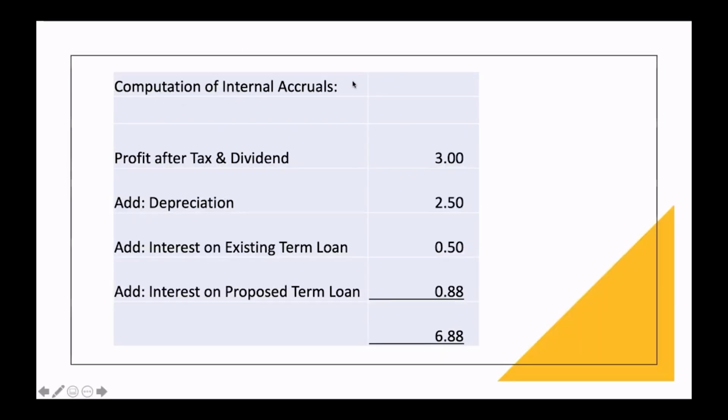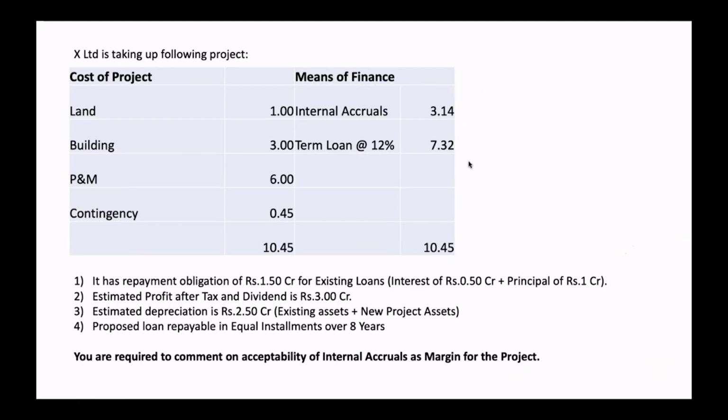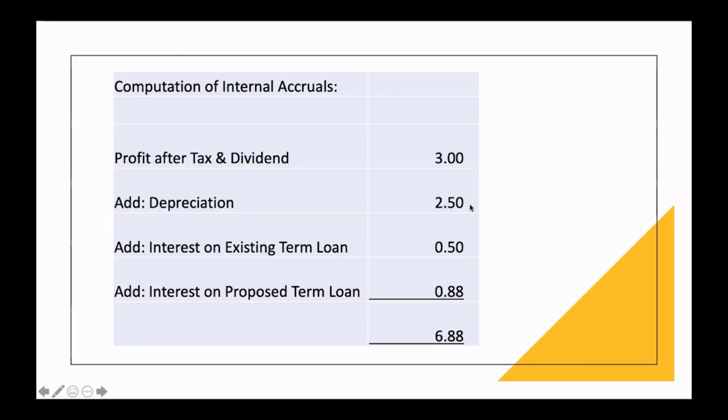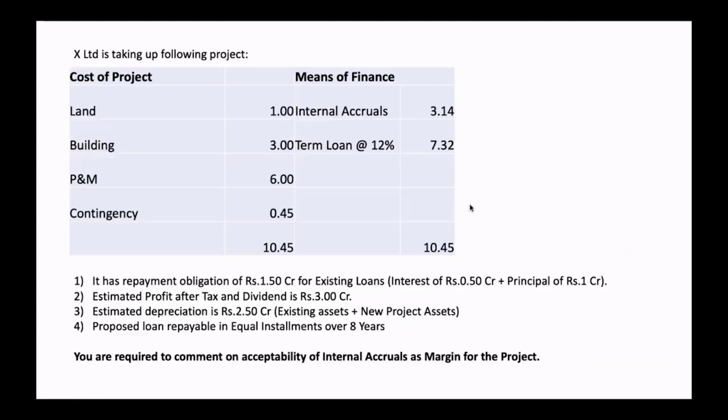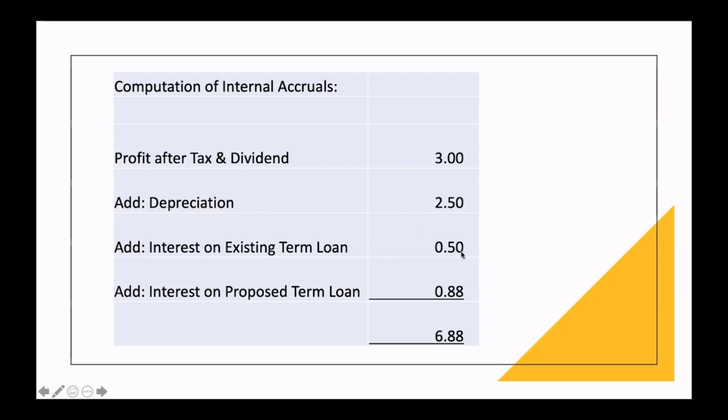Look at this computation of internal accrual. We are given profit after tax and dividend, 3 crore. So we had that information here. Then we are adding back this depreciation of 2.5 crore, being a non-cash item, and we want to know the profit before paying the interest, right? So we should add the interest on the existing term loan. This is the interest on the existing term loan, and interest on the proposed term loan is nothing but 7.32 into 12%. Right? And here I am making an assumption that the loan is availed in the beginning and the project is ready. So interest on the existing loan is added and interest on the proposed loan is also added. Now you get the gross internal accruals, which is 6.88 crore.